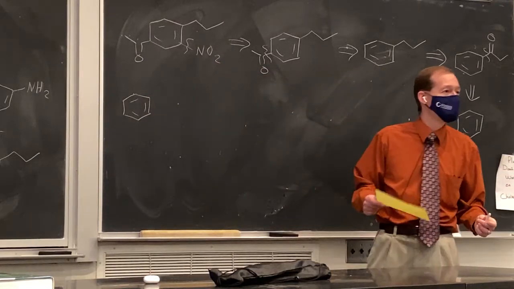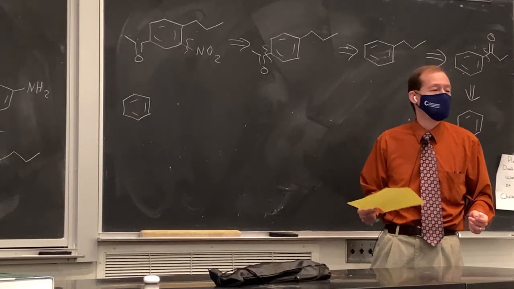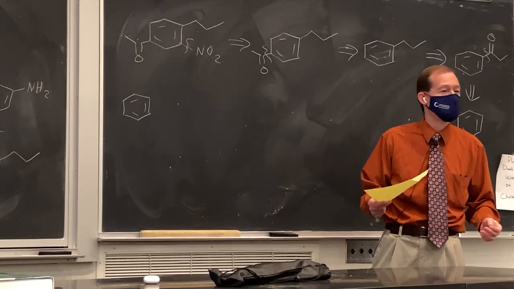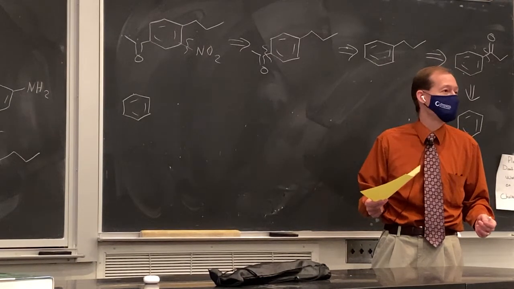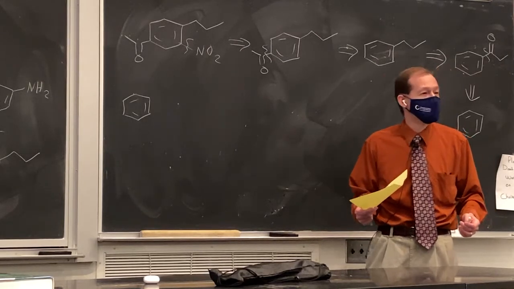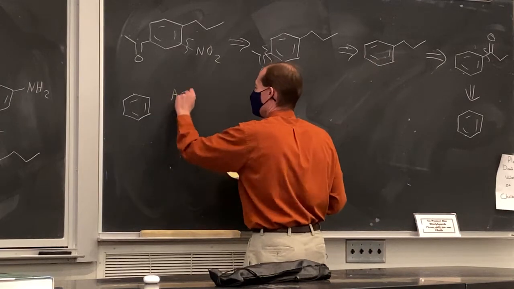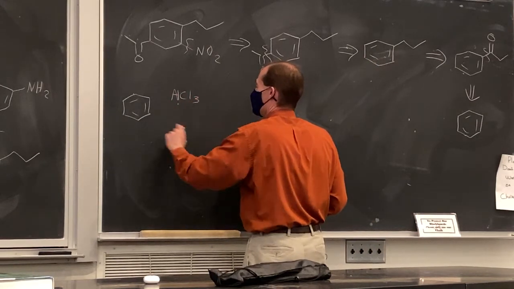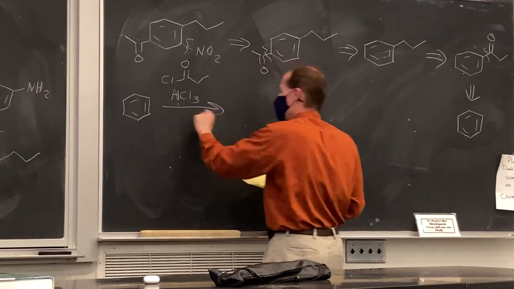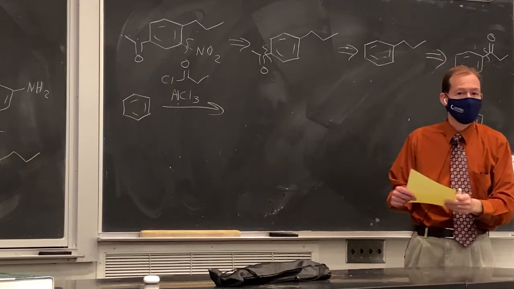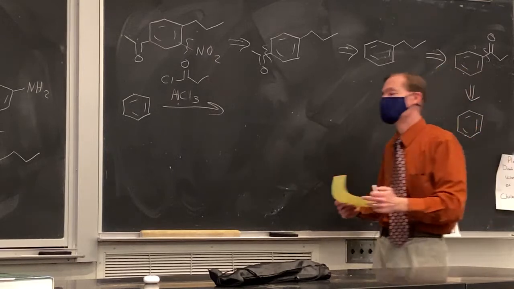What reagents do we use in a Friedel-Crafts acylation? You don't have to use IUPAC names, just general terms will be fine. What do we call the compound we use in a Friedel-Crafts acylation? Okay, we use aluminum trichloride, AlCl3. What do we call this type of compound here? It's an acid chloride. Okay, so we're going to use an acid chloride and aluminum trichloride.